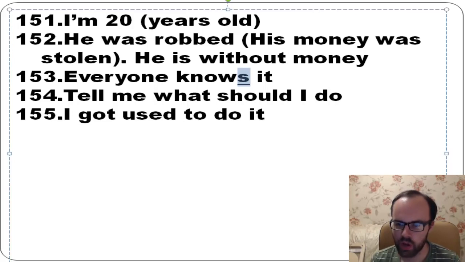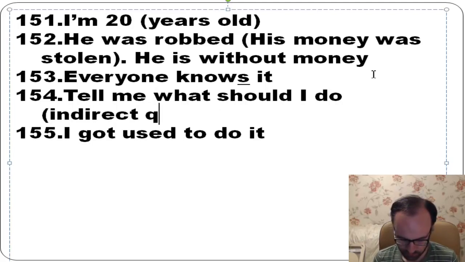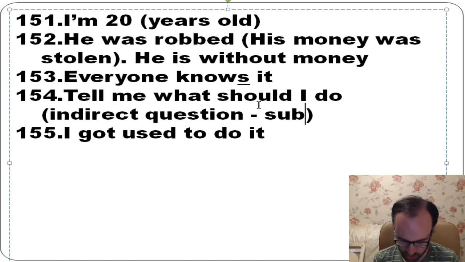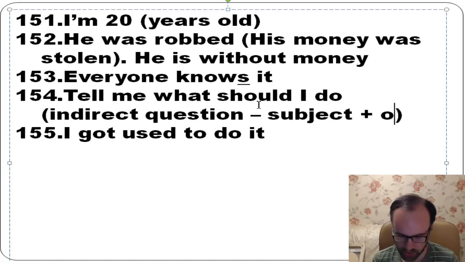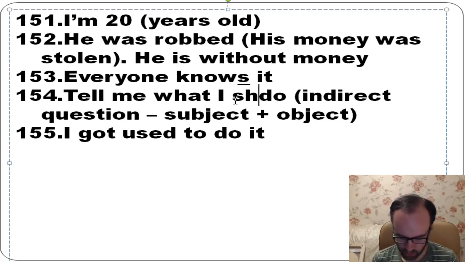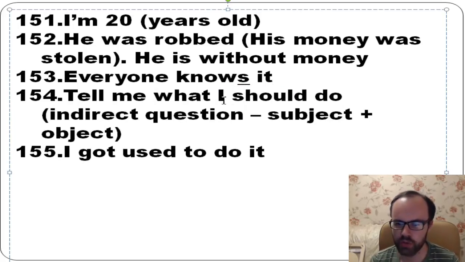"Tell me, what should I do?" So yes, you can ask me, or I can ask you, "What should I do?" But it's an indirect question, because we have "tell me" before it. You need to use the correct word order: subject plus object. So: tell me what I should do.